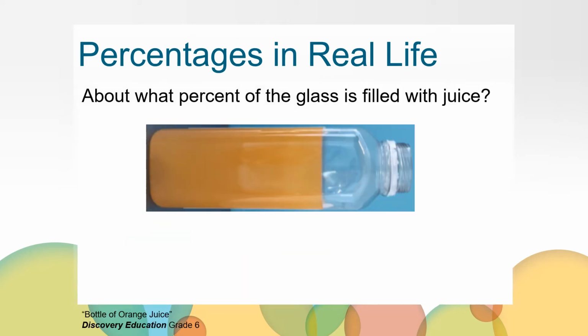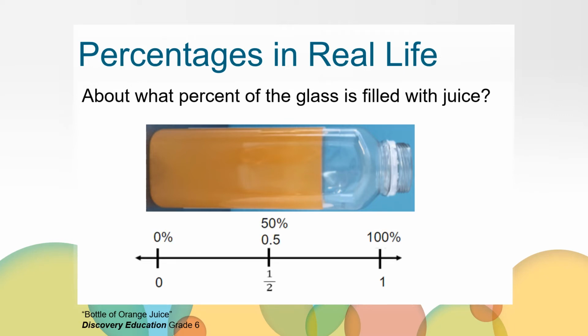We could think about the glass bottle as one whole or 100% when it is completely full. I can also think about where 1/2 or 50% of the bottle would be if it was half of the way filled. The juice is filled exactly halfway between 1/2 and a whole. It's a little bit more than halfway full, but it's not all the way full. I know that 3/4 is right in the middle, right between 1/2 and one whole.